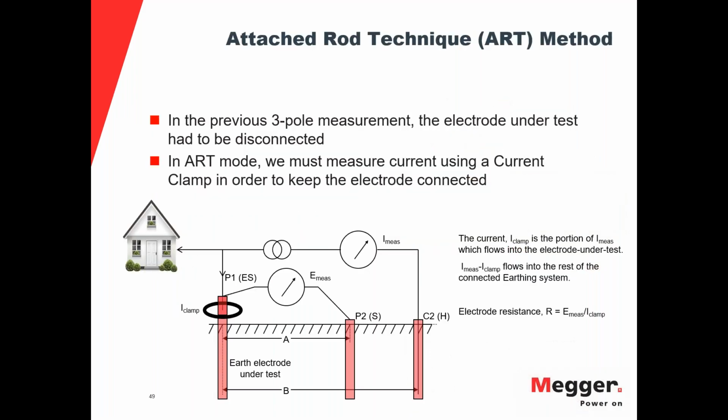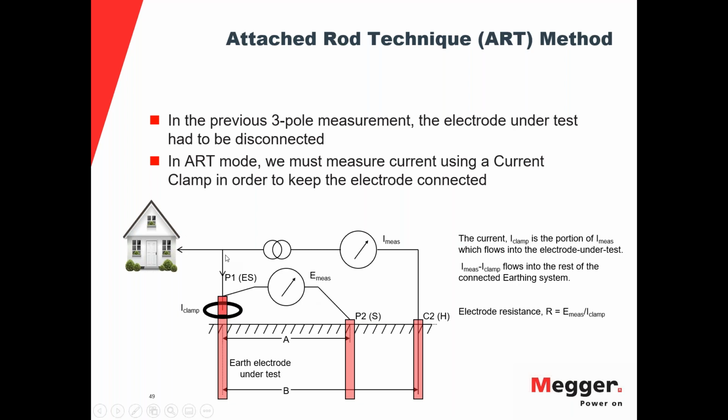And another method, if you don't have any way to disconnect your electrode from the system, then we have this called attached rod technique. Meaning, since we cannot disconnect the electrode from the system, we need to measure the current here that is maybe provided by the circuit from the building. So there are still some current here. For example, if you have some ground fault, so if there is no way to disconnect the rod, then you need to do the attached rod technique. In the attached rod technique, you need a clamp to measure the current that is not provided by the test equipment.